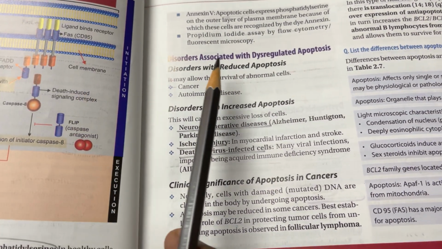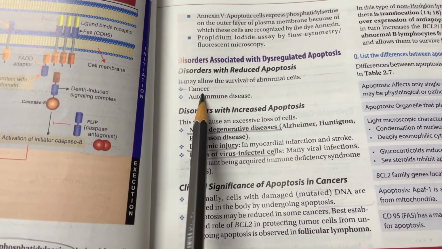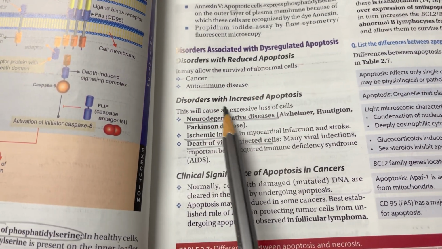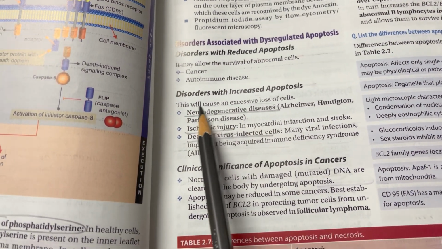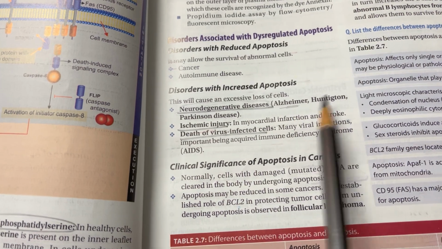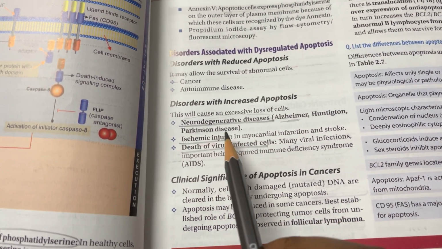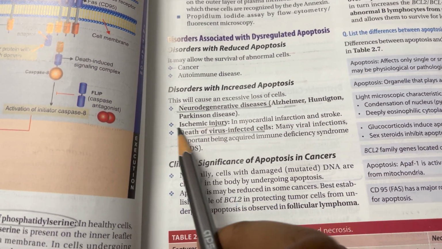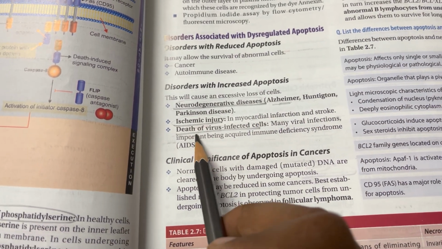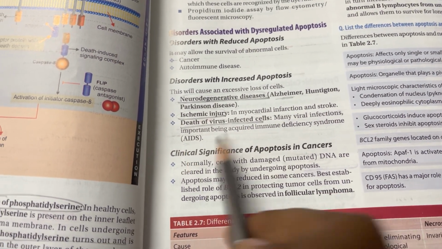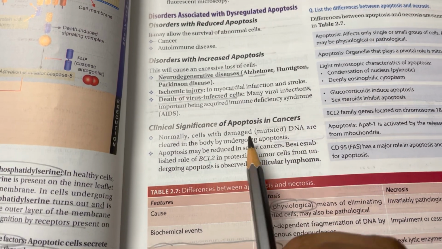Next, disorders associated with dysregulated apoptosis. You can have cancer or autoimmune diseases. Disorders with increased apoptosis include neurodegenerative diseases like Alzheimer's, where there is accumulation of improper protein, Huntington and Parkinson disease, ischemic injury in MI and stroke, and death of virus infected cells in AIDS. Clinical significance of apoptosis in cancers.